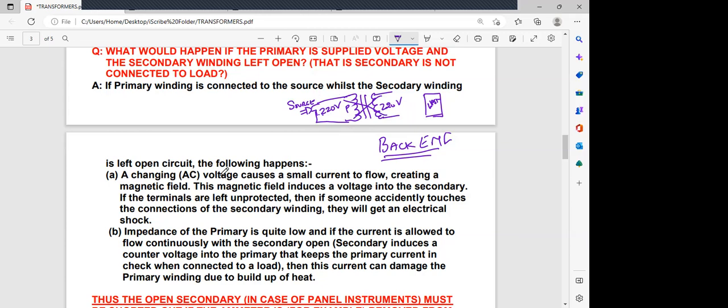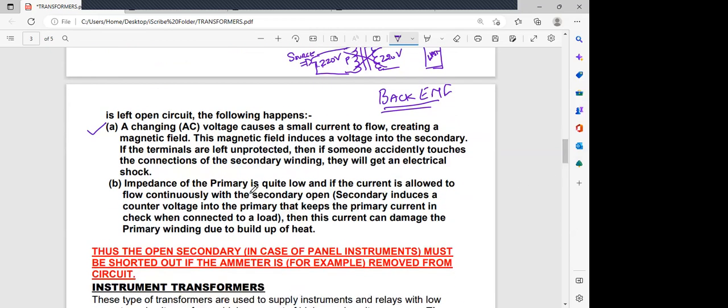Okay? So, a changing AC voltage causes a small current to flow, creating a magnetic field. This magnetic field induces a voltage into the secondary. If the terminals are left unprotected, and somebody accidentally touches those connections, they will get an electrical shock. So this is number one.